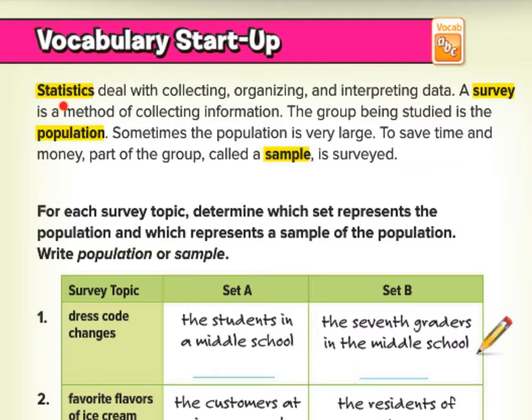So statistics is the information that you collect. How do you collect it? Through a survey, a list of questions where people either check a box yes or no, true or false, or they get to choose different options. The people that you survey or ask the questions to is your population. Sometimes we cannot ask 30 million people, so we might ask 1,000 people, and that's our sample. And we use that sample to determine trends in our population.